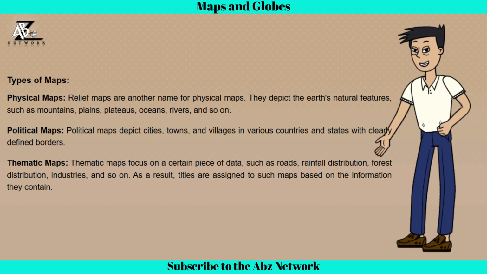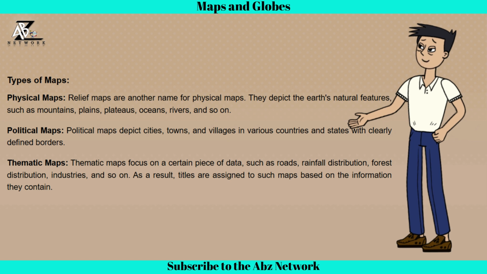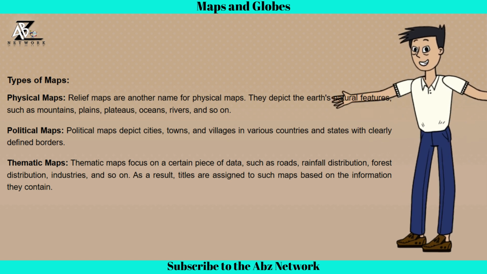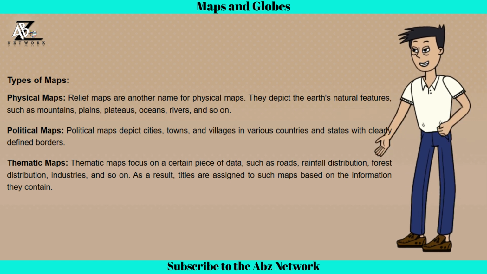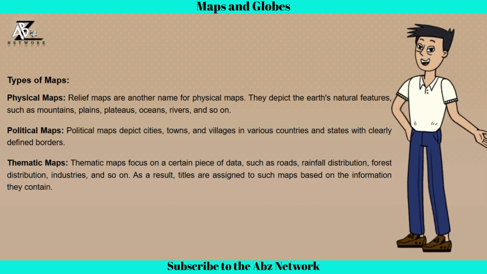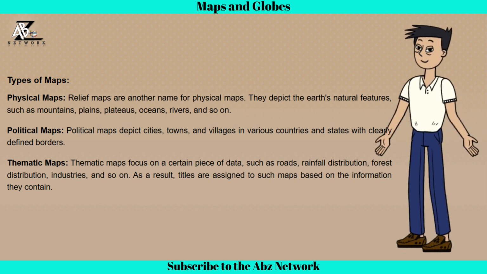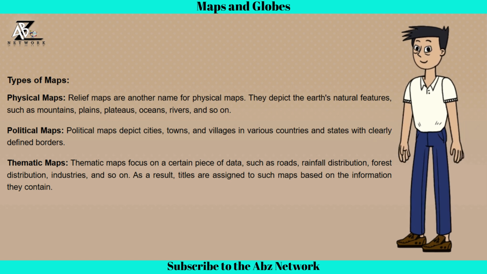Let's begin with the next topic, types of maps. First one, physical map. Relief maps are another name for physical maps. They depict the Earth's natural features such as mountains, plains, plateaus, oceans, rivers, and so on.